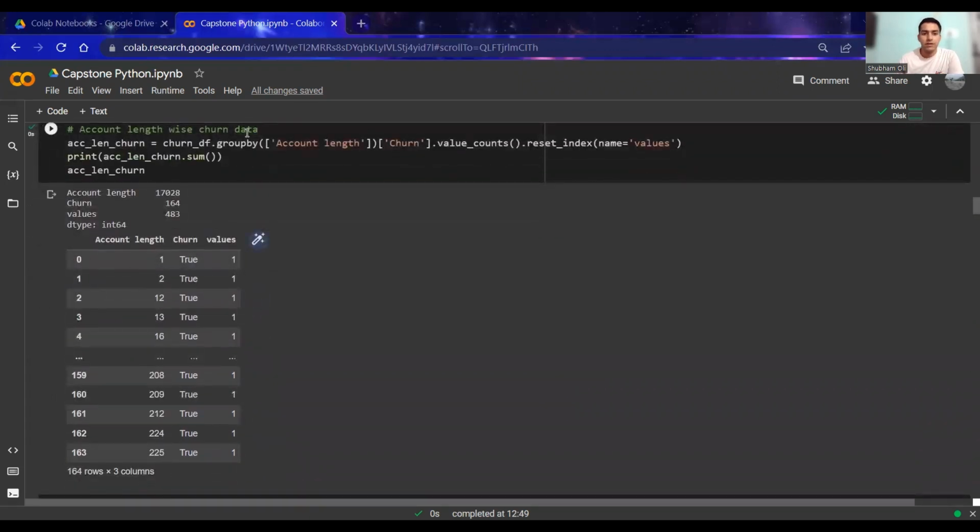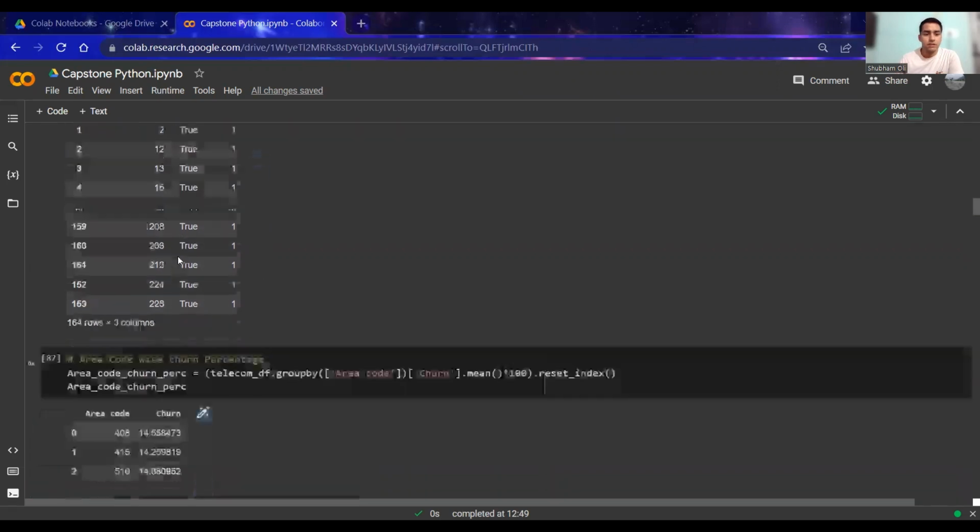Now the account length wise churn data. So we have an account length of 17,028. Here we can see the churned customers are 164. So this is the data for all 164 customers that churned.